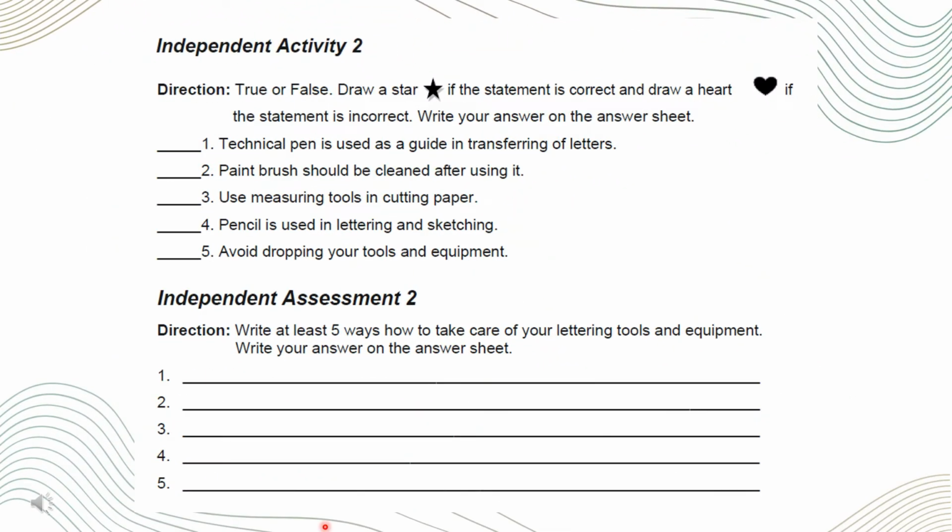For the independent activity 2, true or false. Draw a star if the statement is correct and draw a heart if the statement is incorrect. Write your answer on your answer sheet. For the independent assessment 2, write at least 5 ways on how to take care of your lettering tools and equipment. Write your answer on your answer sheet.